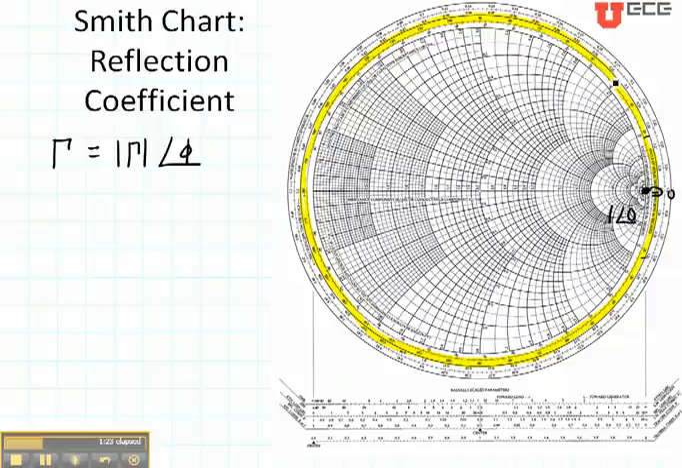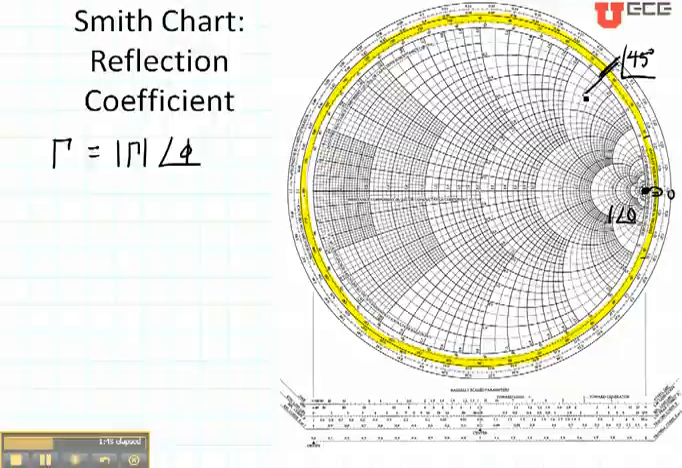Let's look at our angle of 45 degrees here. Here's the angle of the reflection coefficient at 20, 30, 40, 50. Right there is an angle of 45 degrees. So if I wanted to plot my reflection coefficient with an angle of 45 degrees, I would take a straight edge or a piece of folded paper and I would simply draw a line like this between the center of the Smith chart and the outside of the Smith chart at 45 degrees. So that's how we find the angle. That's by reading the yellow circle around the outside.